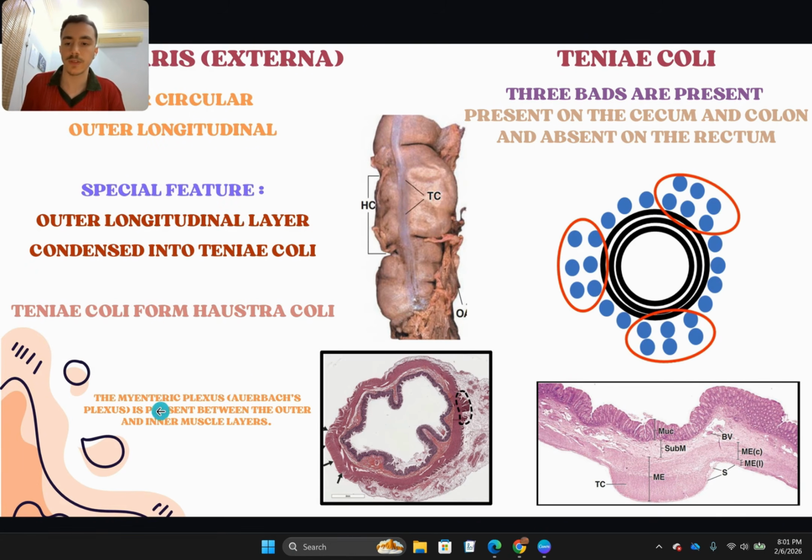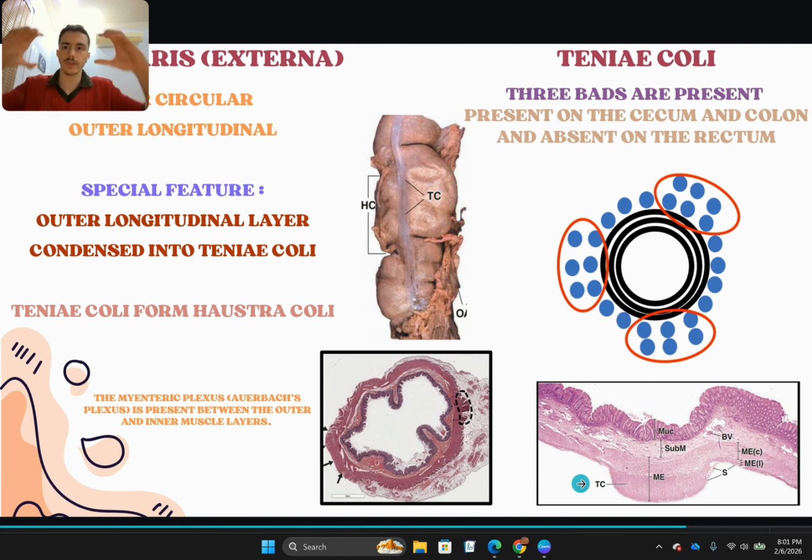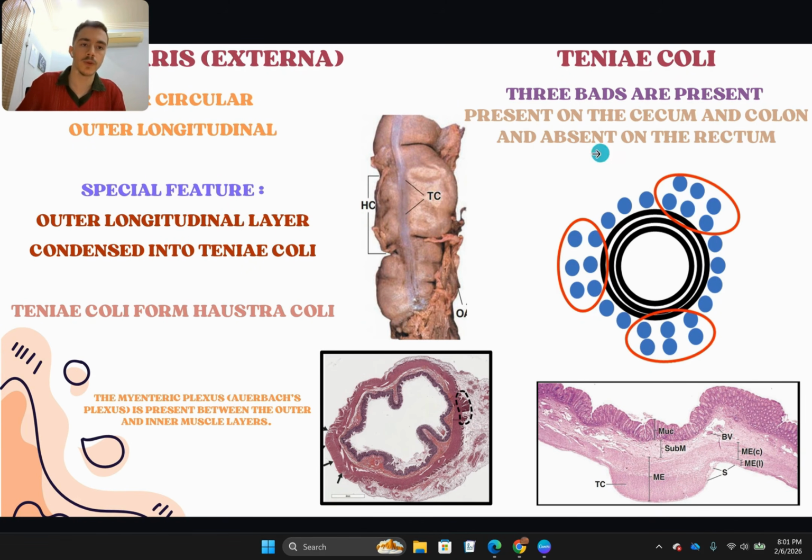As we said, the myenteric plexus you find between the outer and the inner muscular layers, longitudinal and circular. So what are the teniae coli? Three pads are present. As you can see, one, two, three. They are present on the cecum and the colon, but they are absent from the rectum. So you can find them in the cecum and the colon, but not in the rectum.